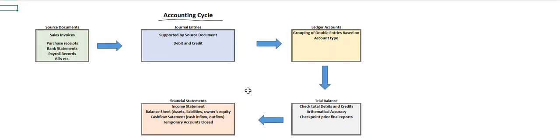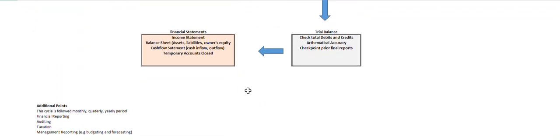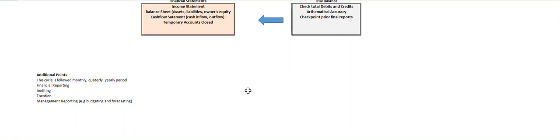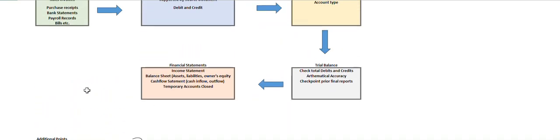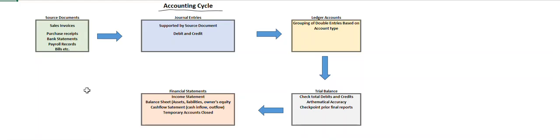So here are a few steps on the screen, and then we are going to discuss some additional points regarding financial reporting, auditing, taxation, management reporting. We're not going to go into very much detail for all of these, but I'm going to give you a very little overview so you have an idea of what exactly is happening and at which point we are, when we go into detail.